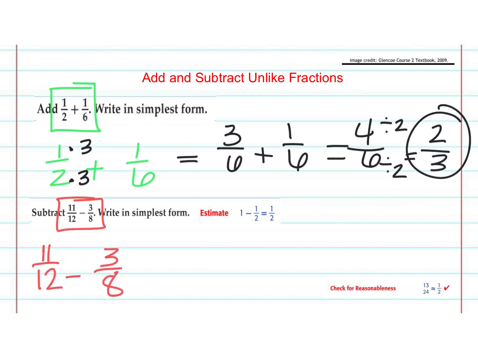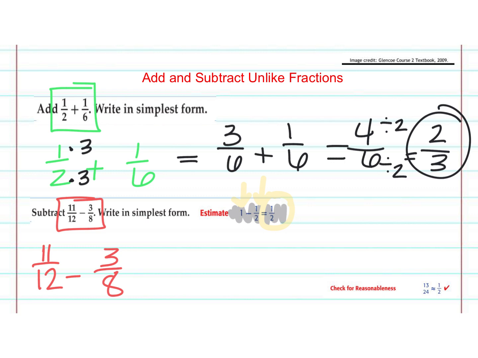If we look over here really quick, if we estimate, so 11/12 is very close to 1, and 3/8 is very close to 1/2, because 4/8 is 1/2, so we know that 3/8 is a little less than that. So if I estimate and I do 1 minus 1/2, my answer should be around 1/2.